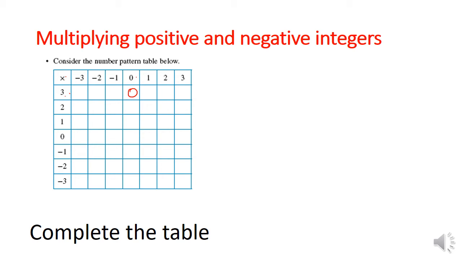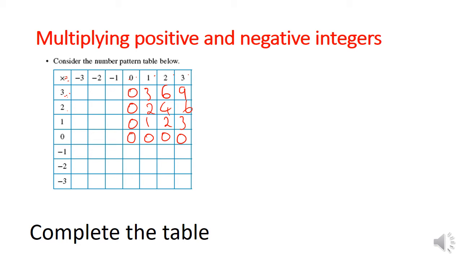0, 3 multiplied by 1 is 3, 3 multiplied by 2 is 6, 3 multiplied by 3 is 9. Likewise, doing the same with 2 multiplied by 0 is 0, then 2, 4, 6, and with 1, 0, 1, 2, and 3. We know if we multiply 0 by 0, it's 0, and 0, and 0.